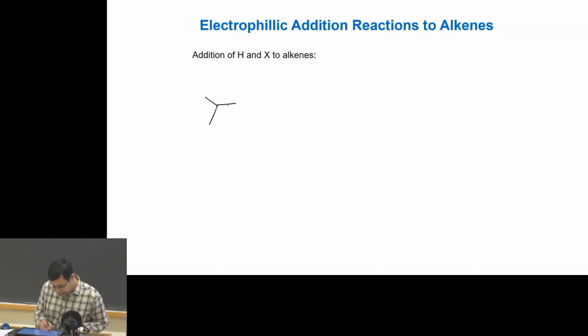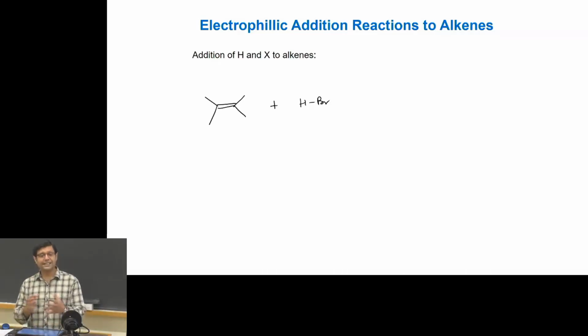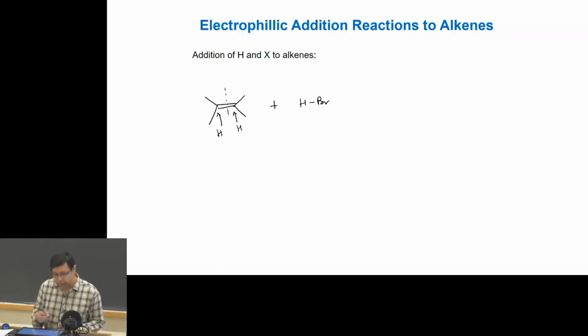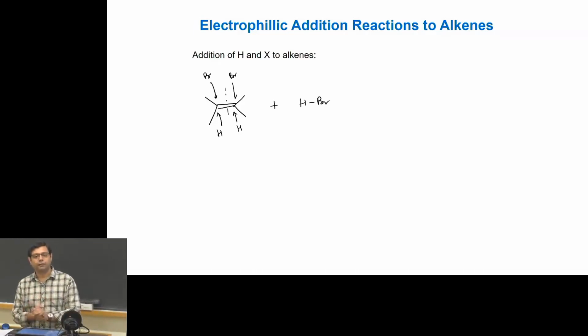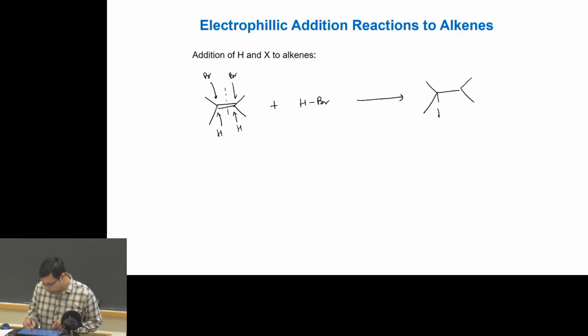Let's say I have this compound and you're adding to this HBr. Again, this is a symmetrical alkene. What I mean by that is whether you add H to this carbon or this carbon, it doesn't matter. Whether you add Br to this carbon or this carbon, it doesn't matter. It's a symmetrical alkene. Right? So if you write the product, H to one of the carbon, Br to the other. Right? Let's take another example.